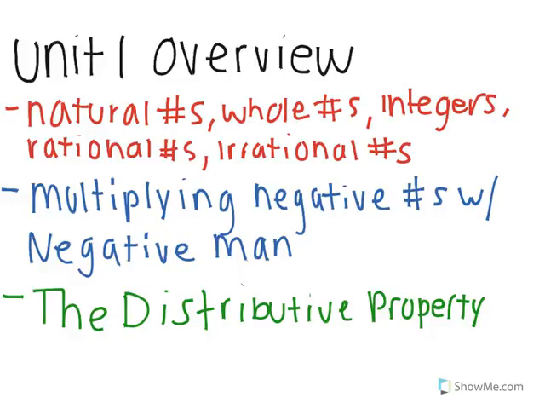This includes, here's our overview. First we're going to go over natural numbers, whole numbers, integers, rational numbers, and irrational numbers. Next we're going to move on to multiplying negative numbers with my friend negative man. After that, I'm going to teach you all the distributive property.